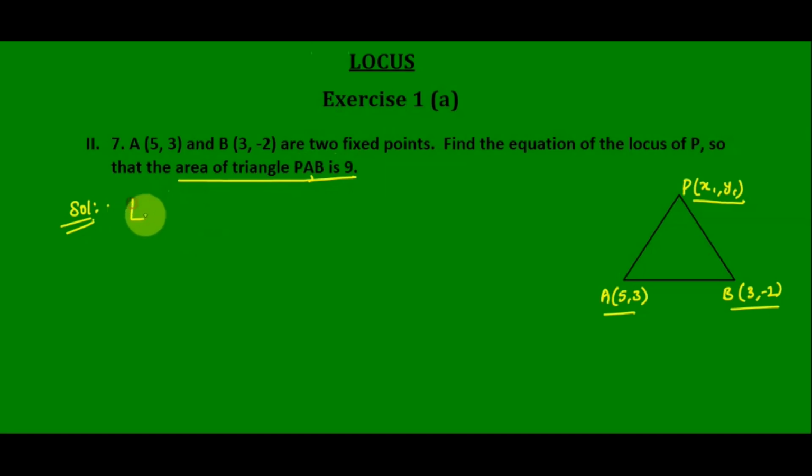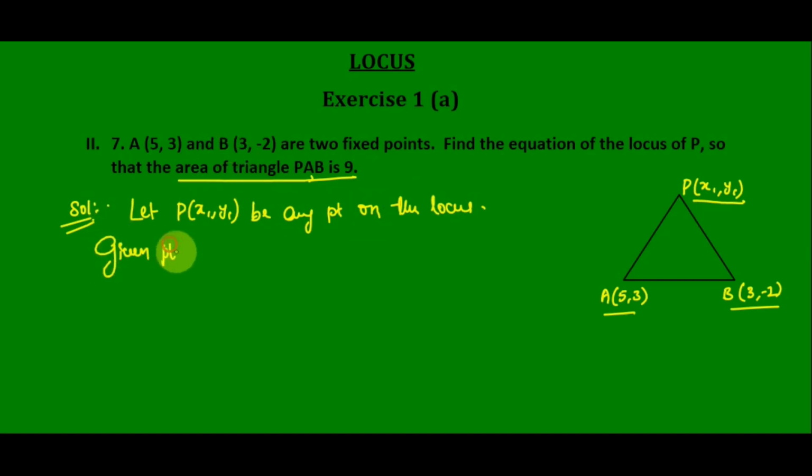So first, let P (x1, y1) be any point on the locus. Okay, then the next step is the given points. So what are the given points here? A (5, 3) and B (3, -2). Here you can observe in the diagram I took these two fixed points as A and B, right, and I have assumed point P as the locus point, that is (x1, y1).